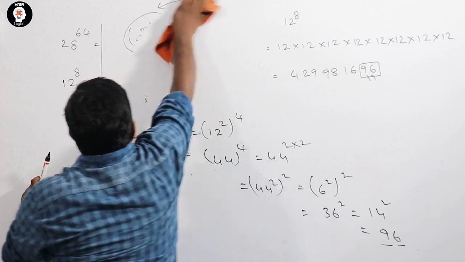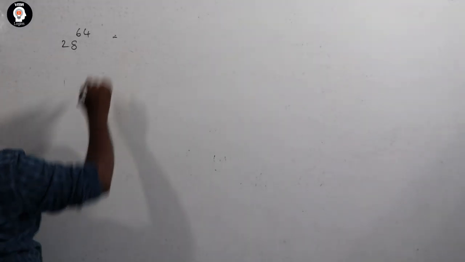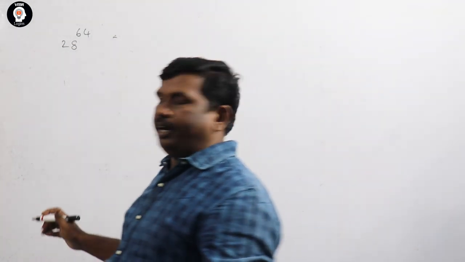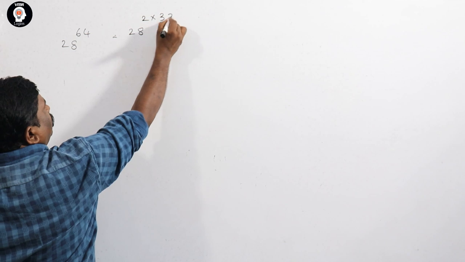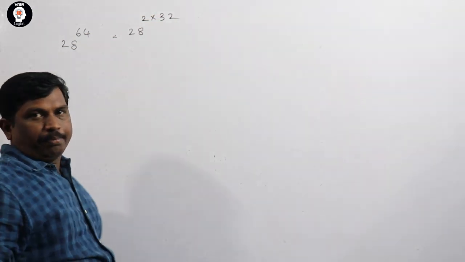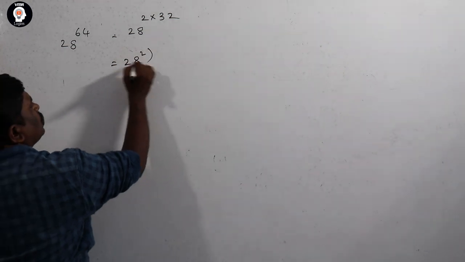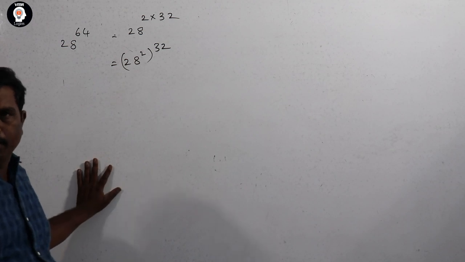The same question, guys, observe. One more question now. The actual question is this one: 28 power 64, guys. The last 2 digits of 28 power 64. So I am writing this as 28 power 2 into 32, that is 28 square whole power 32. A power m into n you can write as A power m whole power n.